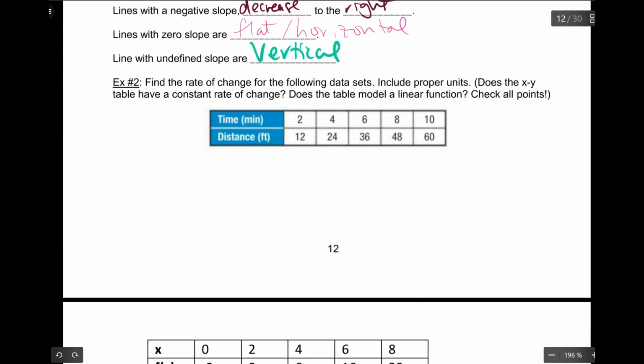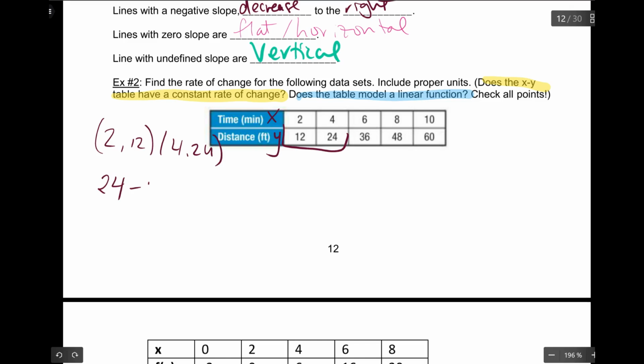So let's find the rate of change for the following data sets, including proper units. Does the XY table have a consistent rate of change? Does it model a linear function? Remember, a linear function has a constant rate of change. If we don't have a constant rate of change, it won't be a line. So here I'm going to pick these 2 points. Time is your x, distance is your y. So I have 2, 12 and 4, 24.